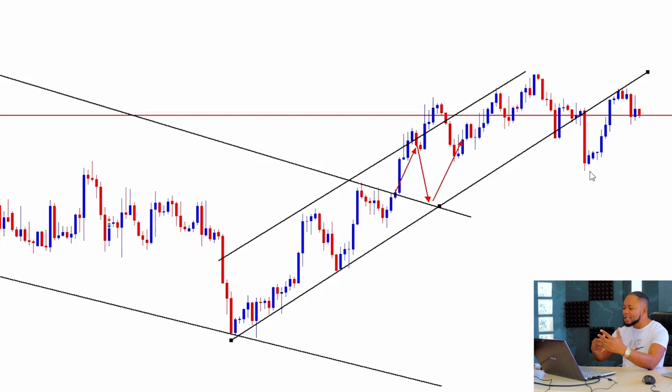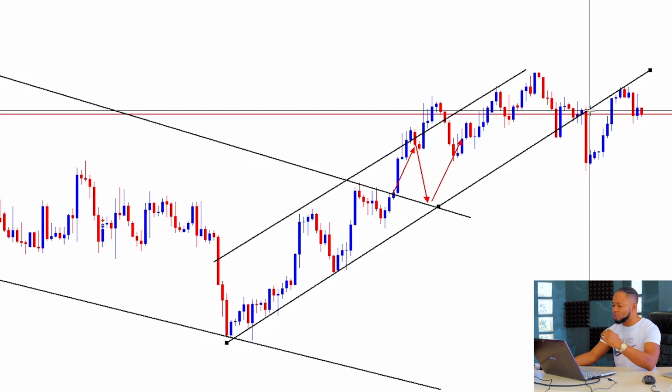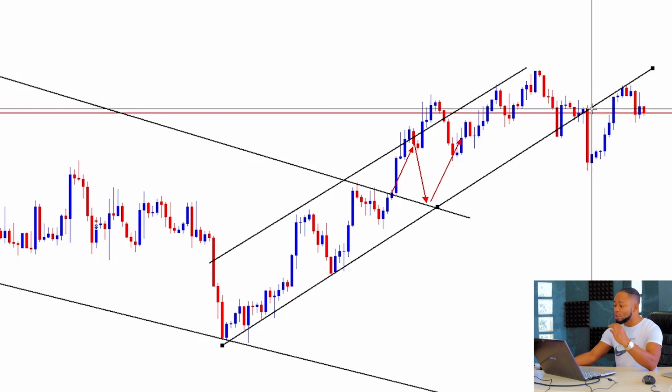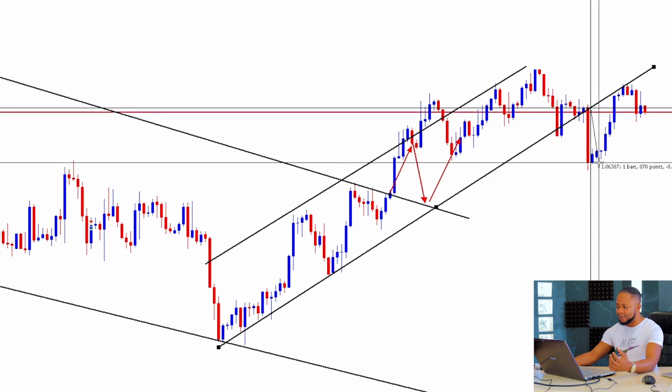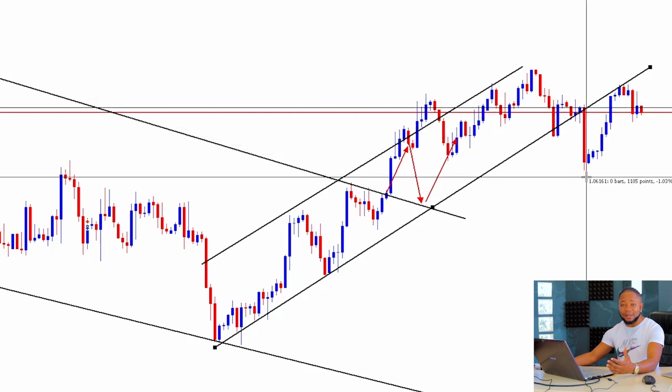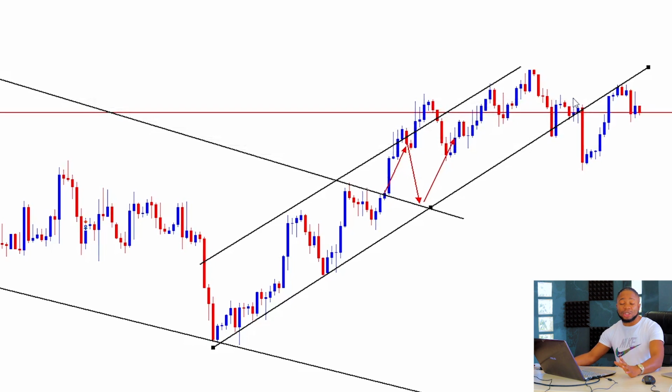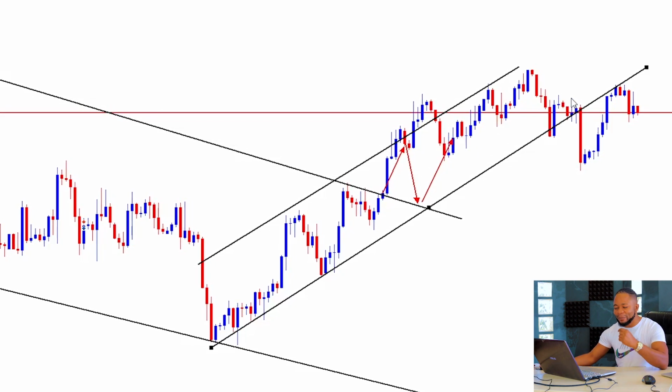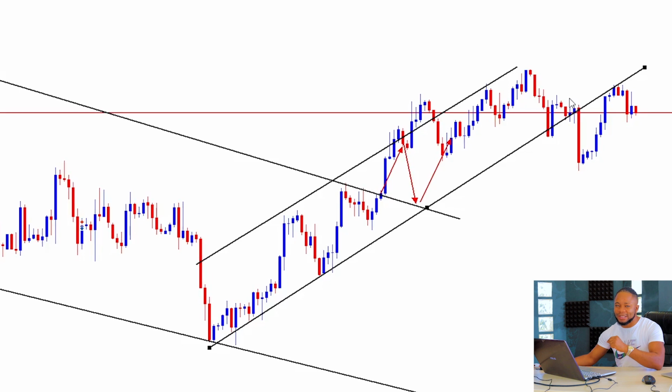This is what beginner or amateur forex traders will do. They see that the structure is broken, they run, and they immediately sell at this particular level, because now they think the structure is broken and the market is going down. But this is what they call stop loss hunting.